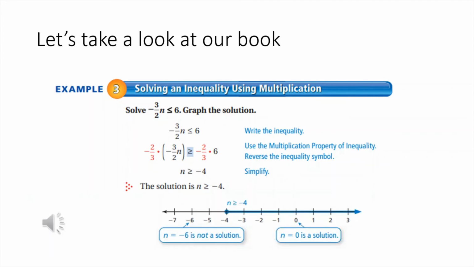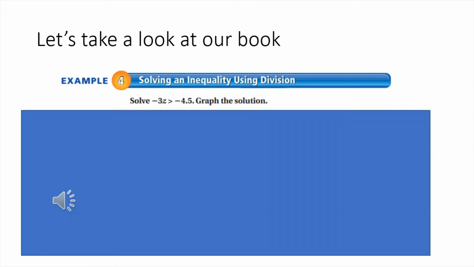We now need to graph this solution. Again, our solution was n is greater than or equal to negative 4. That greater than or equal to sign means it needs to be a closed circle on negative 4, because that means negative 4 is part of the solution. And the greater than part means it's everything to the right of our number. So negative 3 is greater than negative 4, 0 is greater than negative 4, 22 is greater than negative 4. Everything to the right of negative 4 needs to be shaded in, because every one of those numbers can be part of our solution.